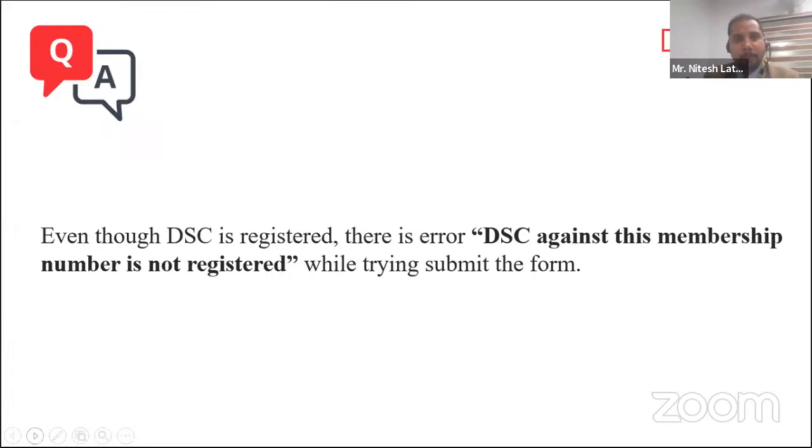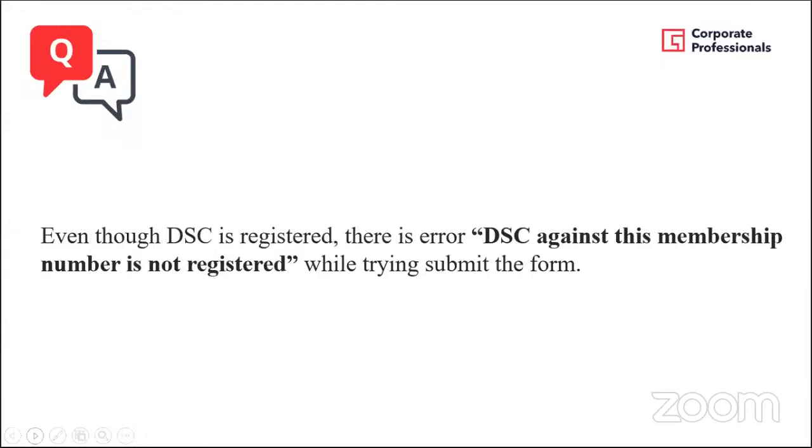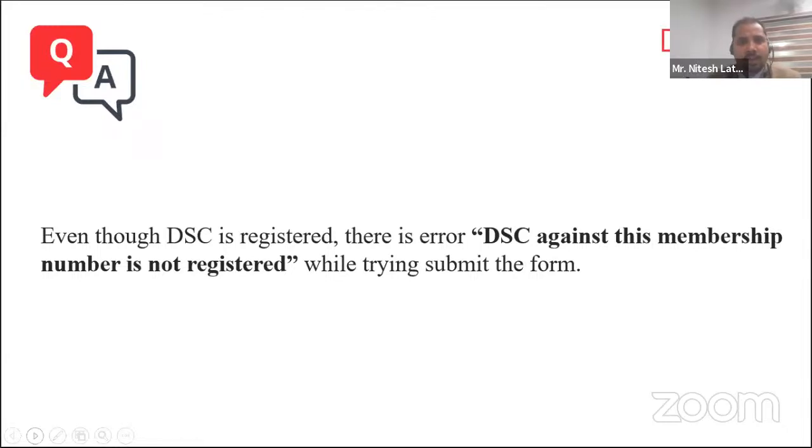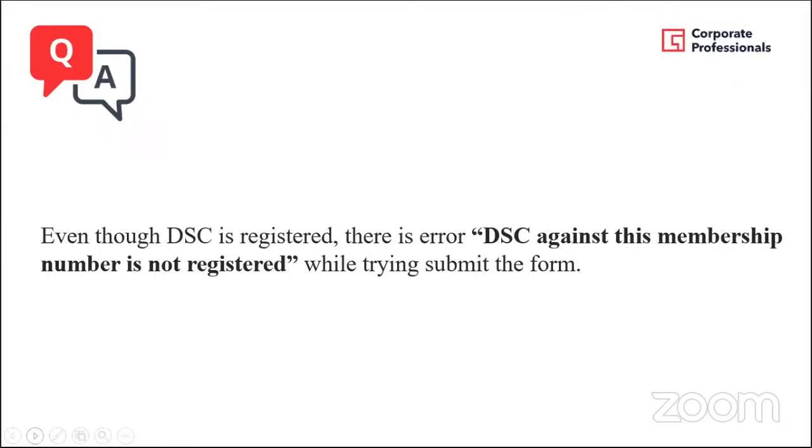Shivam, next. Even though I have registered the DSC, there is an error that DSC against this membership number is not registered while trying to submit the form. Even after registration, I am getting this error that DSC is not registered against this member.